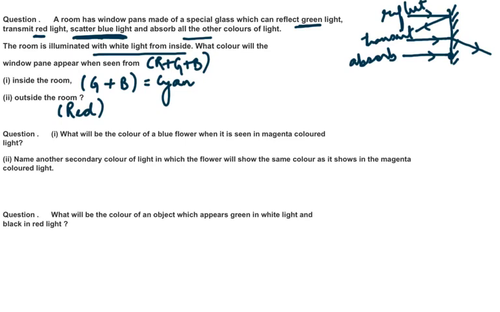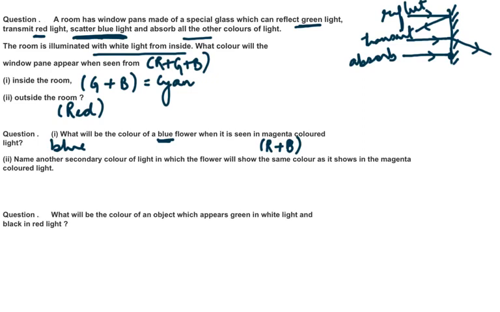What will be the color of a blue flower when it is seen in magenta colored light? Okay. See what colors magenta is having? Red and blue. Okay. This is a blue flower. What lights is it going to reflect? Only blue. Only blue is going to be reflected, and all the other lights will be absorbed. This magenta colored light is having red light and blue light. Luckily blue light is there. Blue light will be reflected. So this flower will appear blue. Blue is the answer. Fine.